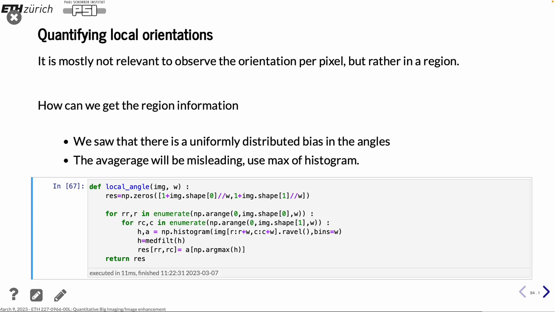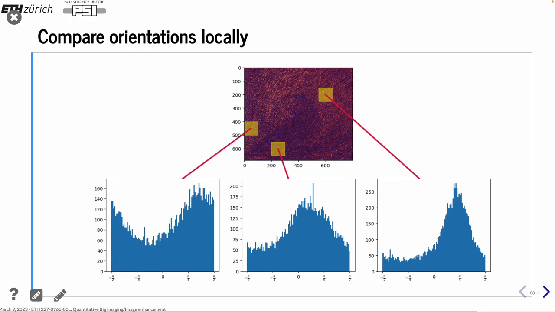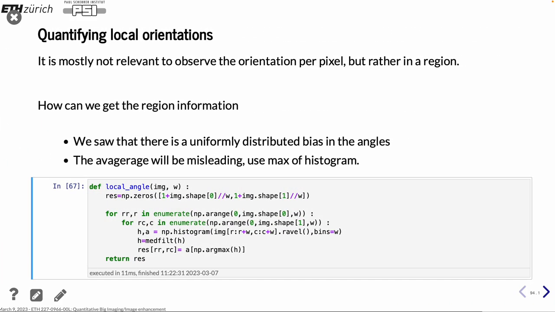And the problem is that if I compute the local average, it's actually misleading. The reason is, as you can see here, we have no clean distribution. It never goes completely down to 0, but we have a lot of bias from uncertain angles. And this bias makes it impossible to compute the average and get a reasonable value. My solution was to compute the maximum peak of the histogram and use that as the local orientation. And that is what this function is doing.